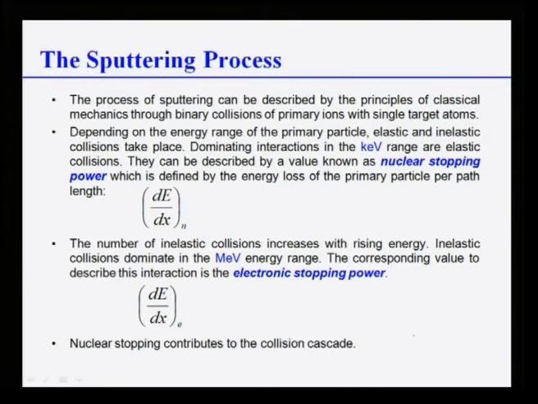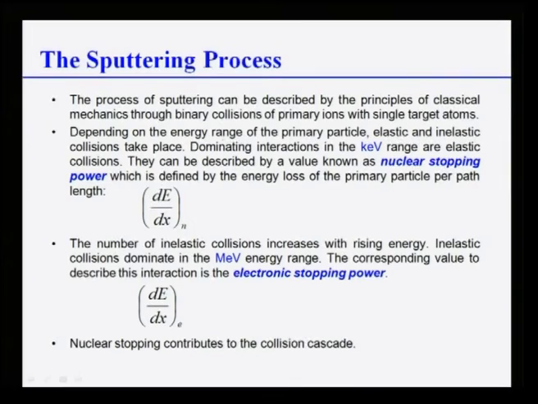The process of sputtering is described by the principle of classical mechanics by binary collisions of primary ions with single target atoms. Depending on the energy range of the primary particles or primary ions, elastic and inelastic scattering both are possible. The dominant interactions in the kilo electron volt range are elastic collisions. They can be described by a parameter which is well known as nuclear stopping power in the literature. And this is defined as the energy loss of the primary particles per path length.